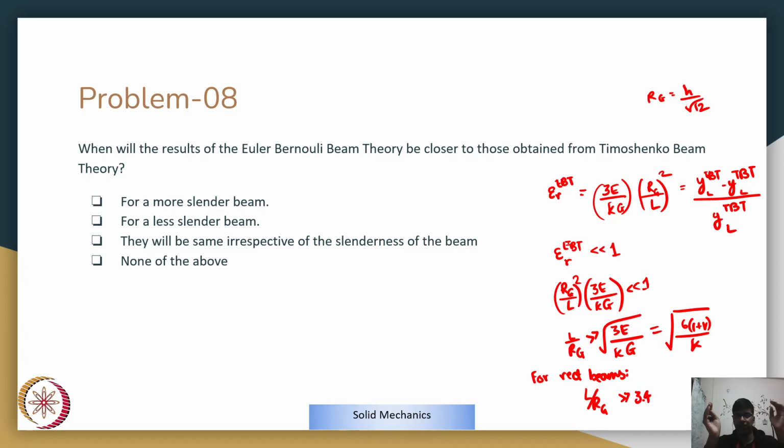So for the error to keep on decreasing, you need your beam to get more and more slender. So your results from the Euler-Bernoulli beam theory will be closer to those obtained from the Timoshenko beam theory if your beam is more slender.